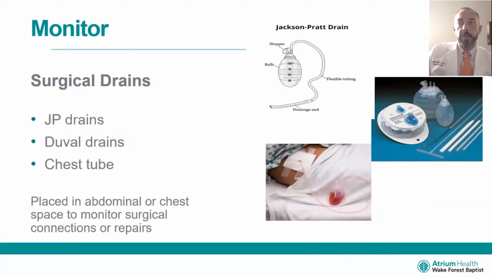The second category of tubes that we use are those that are used to monitor patients. These are tubes that we put in to get a sneak peek into how the healing process is going in the abdomen or in the chest. These include JP drains, Duval drains, and sometimes we'll use chest tubes for these purposes. These are tubes that are placed in the abdominal cavity or the chest cavity to monitor a surgical connection that was made or an area that we repaired in the process of removing tumor. And it allows us to monitor something in the abdomen or the chest while we have the patient closed up and recovering on the floor.